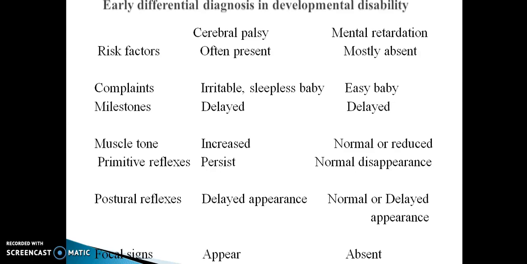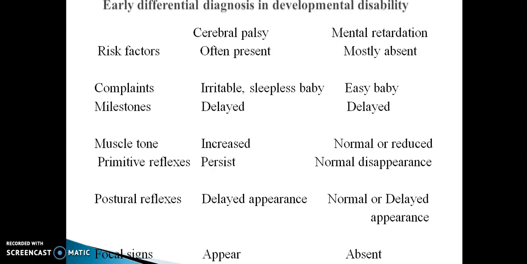Here also there are delayed milestones. Why? Because mental retardation is mostly going to delay the sensory behavior and also the learning process. Muscle tone here is normally increased in the case of cerebral palsy, and in mental retardation mostly it should be normal, and very rarely it can be reduced, if it is associated with Down syndrome. In primitive reflexes, in cerebral palsy, they are commonly persistent. That means they are not normally disappearing.